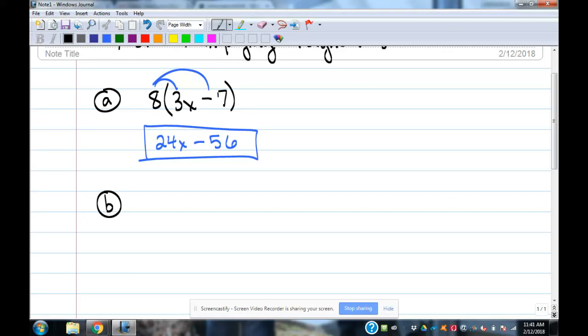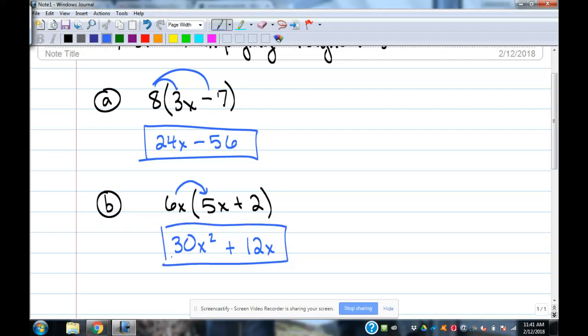Well, what we're doing now is we're distributing something like 6x to 5x plus 2. So it's 6x times this binomial. Okay, so when you multiply 6x times 5x, 30x squared, because x times x is x squared, and then 6x times 2 would be 12x.